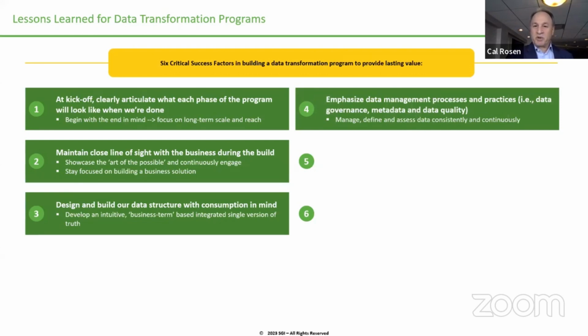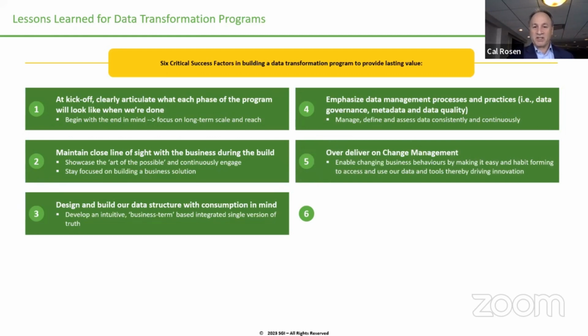You need to emphasize data management processes and practices. It's critical if you're doing this for the long term, and it's about sustainment, so it's not building these things as a one-time effort. How are we going to sustain it? How are we going to extend what we built? How are we going to grow? How are we going to support it? All these questions need to be understood and explained up front, so that the appropriate degree of attention is applied to these capabilities.